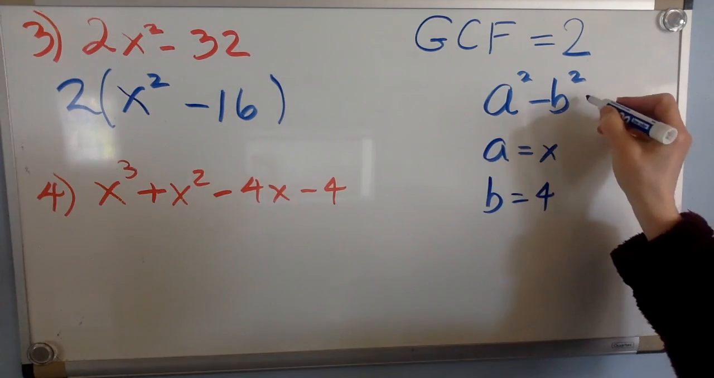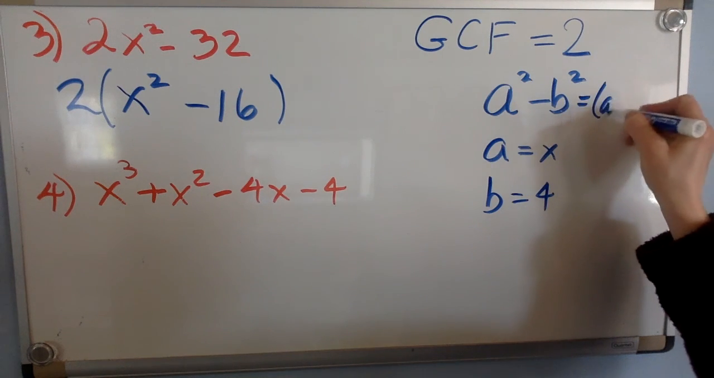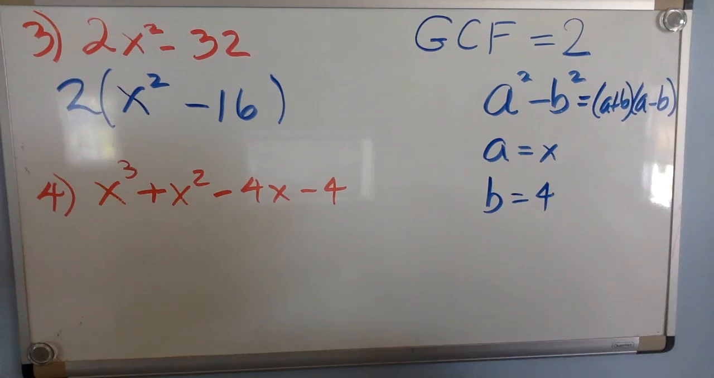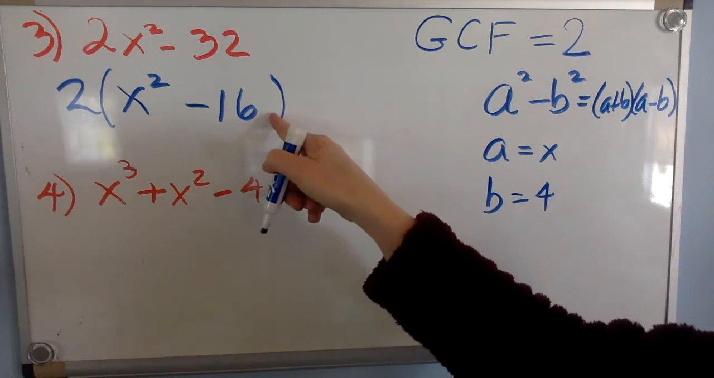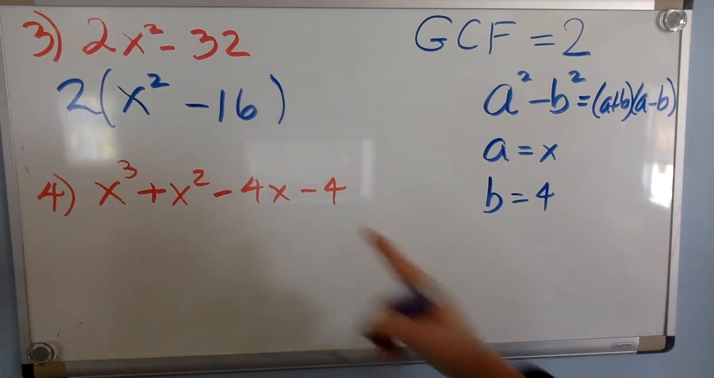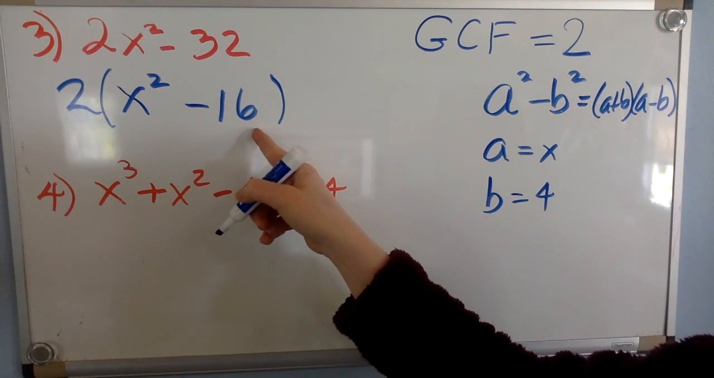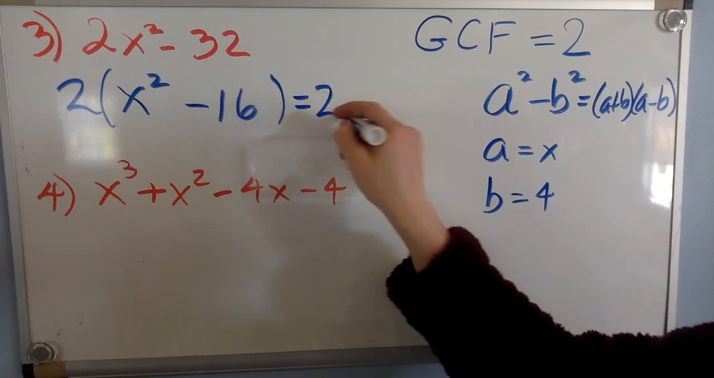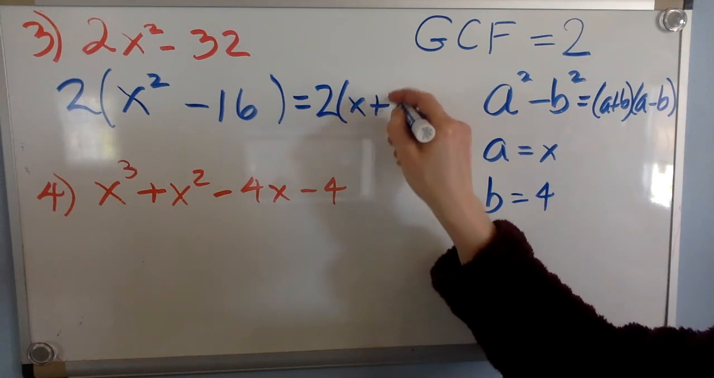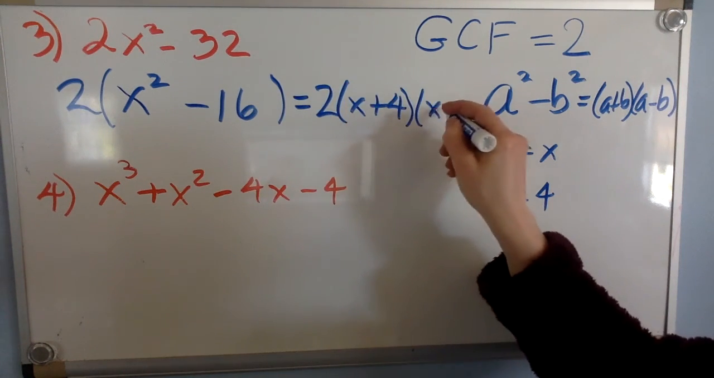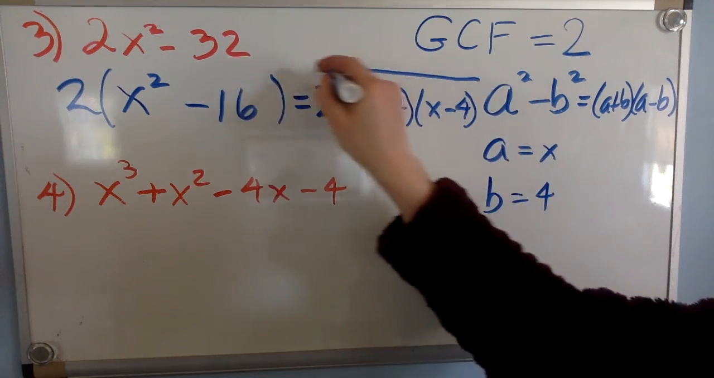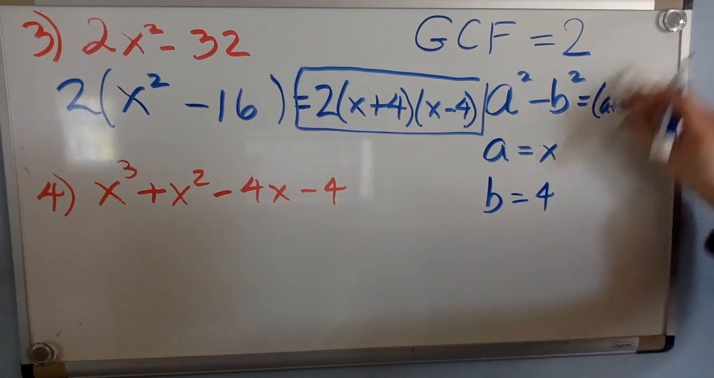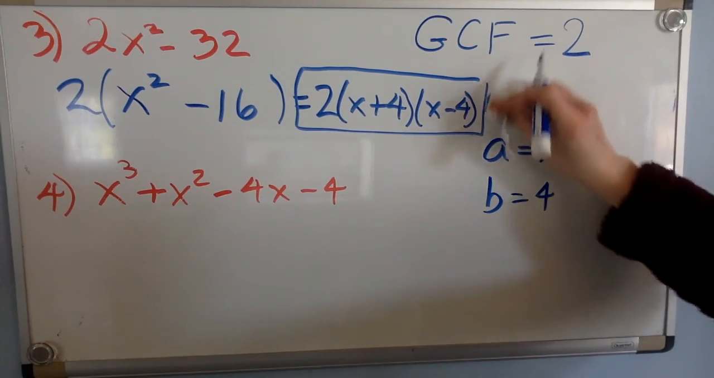So remember that a squared minus b squared is really a plus b times a minus b. So I'm going to rewrite this as x plus 4 times x minus 4. But don't forget that there's a factor of 2 in front of it. So I'm going to have 2 times x plus 4 times x minus 4. And that's what I get when I'm all done with this problem. Let me get rid of this. It looks a little confusing with that up there.